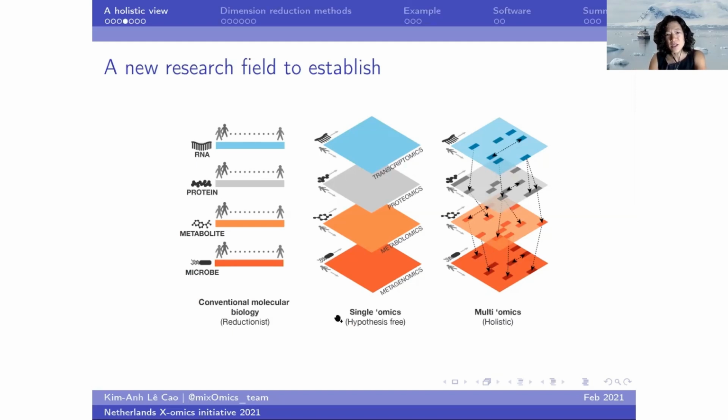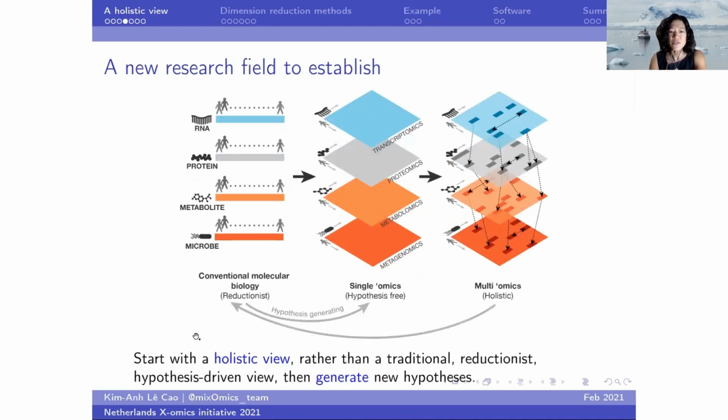But it doesn't mean that we have to completely rule out the reductionist type of approach. In fact, what we're trying to do with a multi-omics analysis is generate hypotheses that we want to test back in the lab. So how can we reduce this amount of information into just a subset of genes or proteins that we can then test back in the lab?